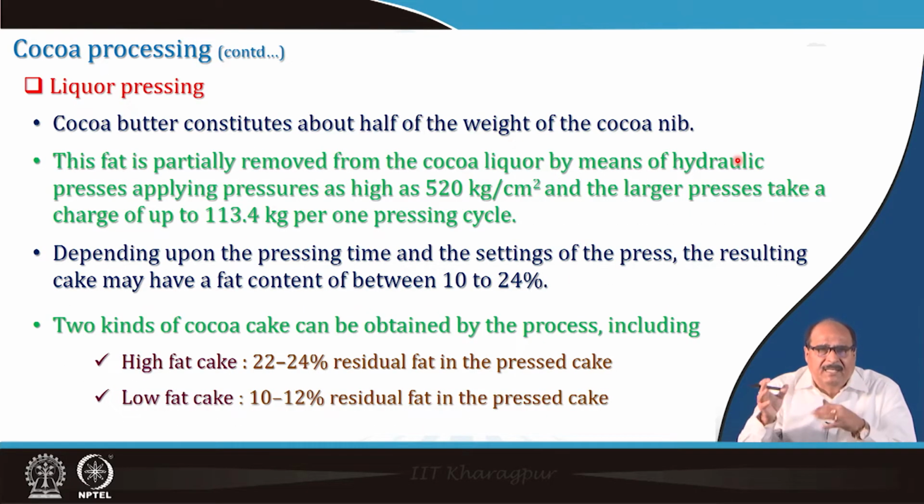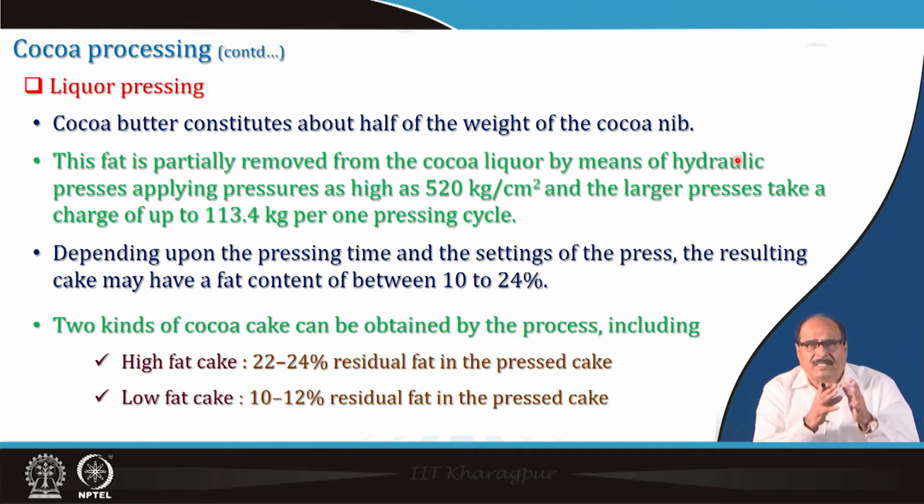Then these liquors, as you know, contain around 50 to 55% highly valuable fat. So, it will be wastage if this whole mass is used for chocolate manufacturing or for beverage. In order to make cocoa powder for the beverage industry, the liquor is pressed, and in fact a high fat cake is made with 20 to 24% residual fat in the pressed cake, or a low fat cake with 10 to 12% residual fat in the pressed cake.